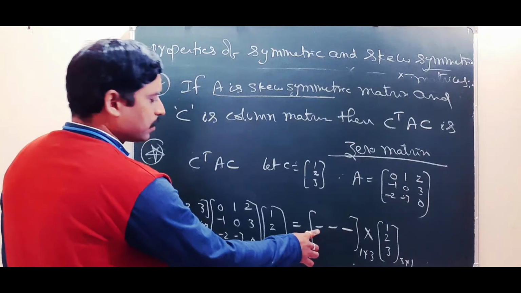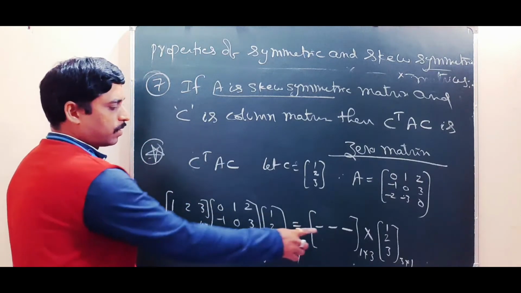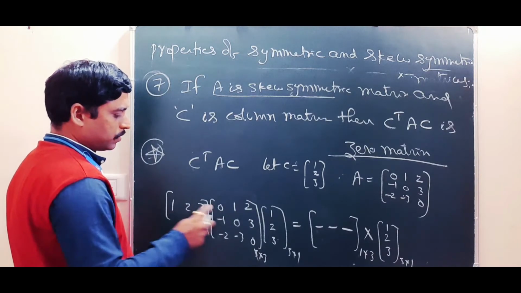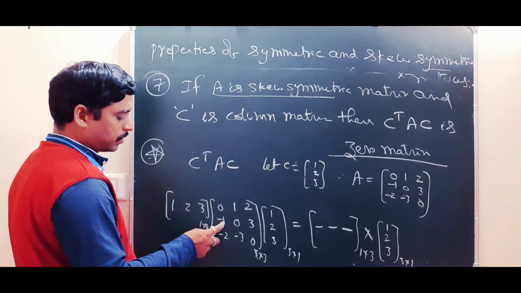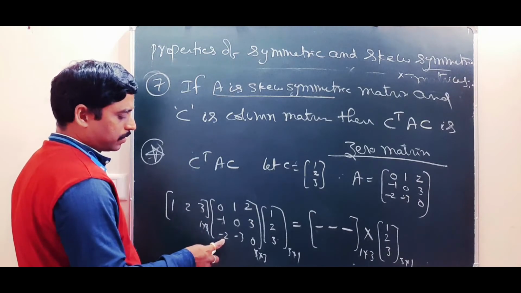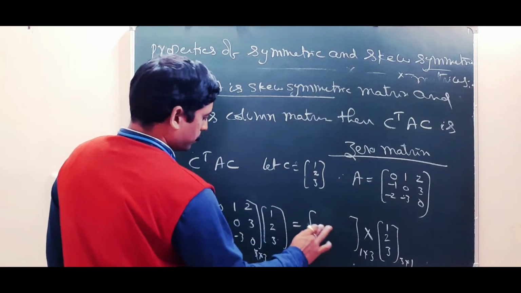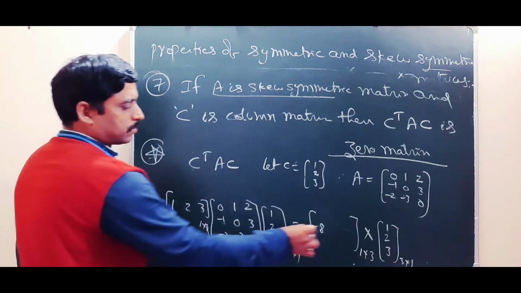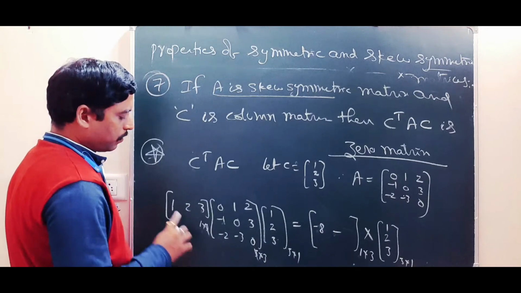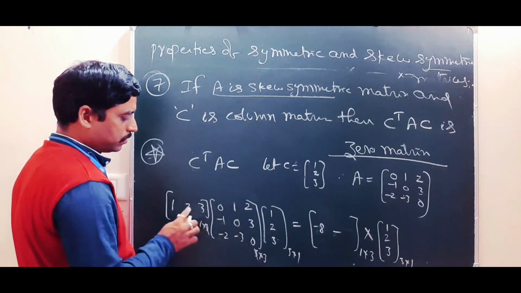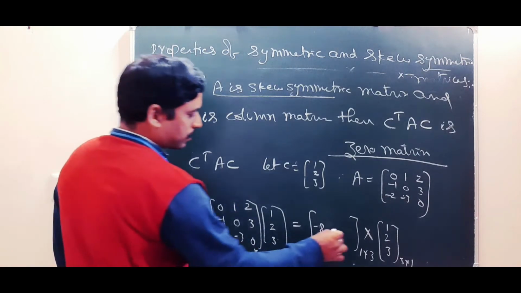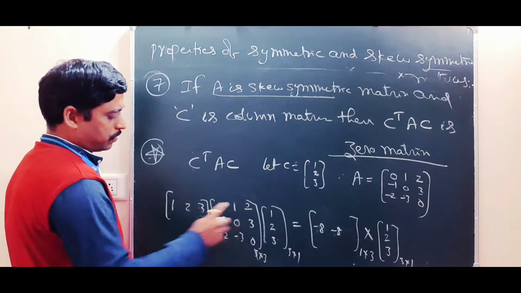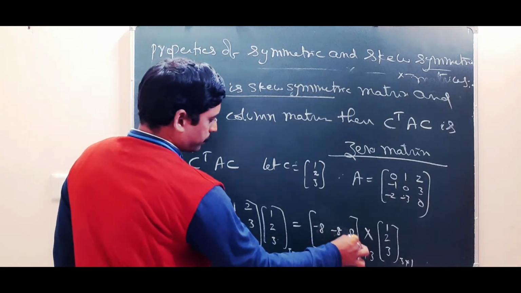So what is this? First row multiply with first column: 1 into 0, 0, minus 2, minus 6. Okay, minus 2, minus 6, minus 8. First row multiply with second column: 1, 0, minus 9, minus 8. First row multiply with third column: 2 plus 6, 8.